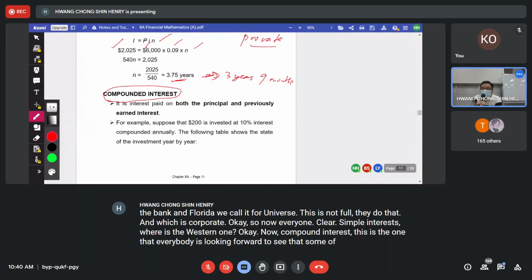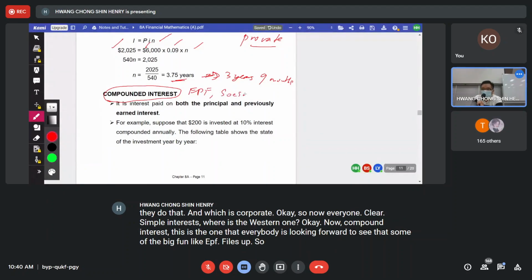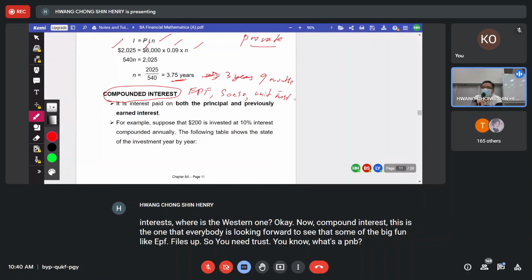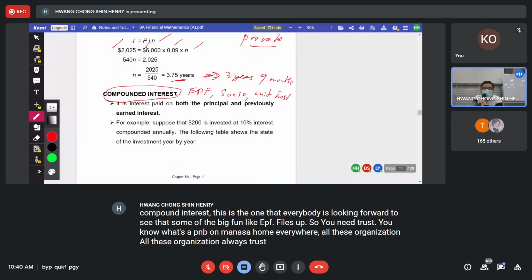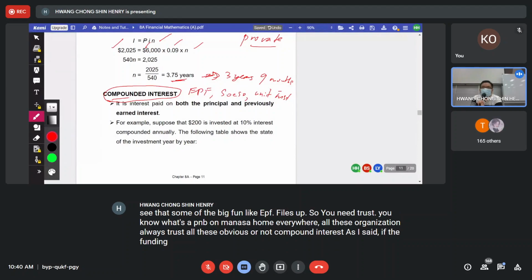Some of the big funds like EPF, what else? Unit trust. You know what's PNB? Amanah Saham. Have you heard about this Amanah Saham? All these are a form of unit trust. All these are based on what? Compound interest. As I said, if the fund doesn't provide compound interest, I think nobody will invest already.